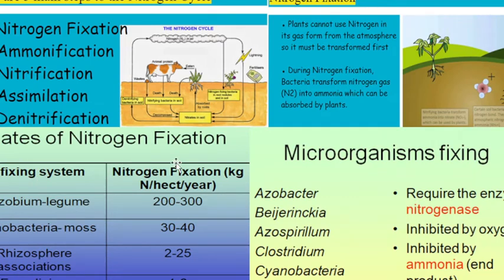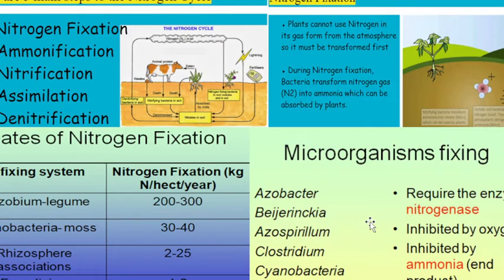Then, if we discuss the rates of nitrogen fixation, different bacteria have different capacities for nitrogen fixation. Rhizobium in legumes has the capacity to fix the largest quantity, that is 200 to 300, and cyanobacteria 30 to 40, and rhizosphere association 2 to 25. The unit is kg nitrogen per hectare per year.